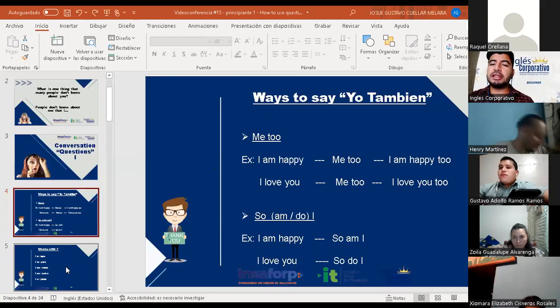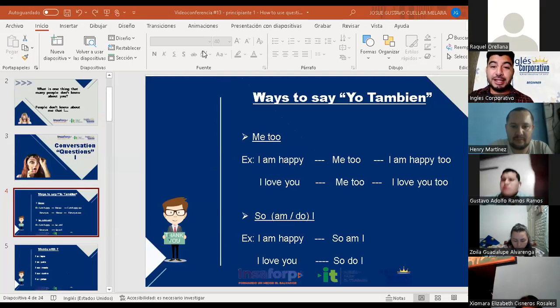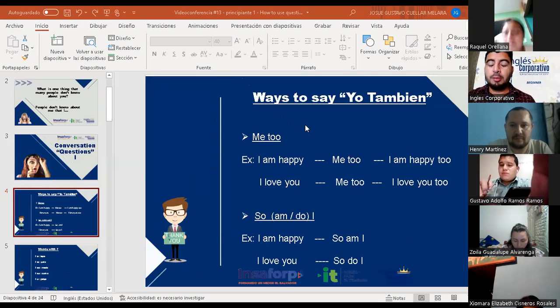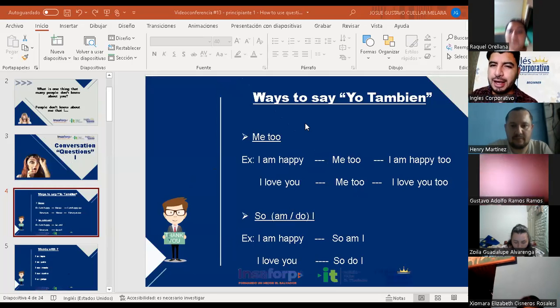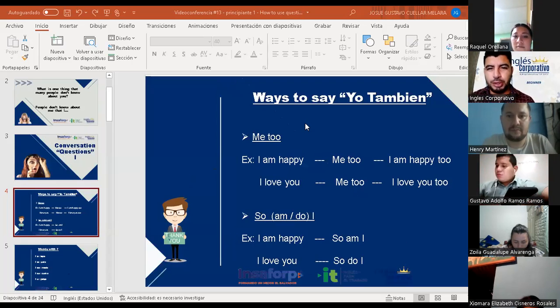Now, here we go with the next ways to say yo también. And this is really, really important. Formas para decir yo también. Okay. Podemos decirlo de dos maneras. One is kind of informal. Esta es un poquito informal. Also it is the most common, es como la más común cuando dicen me too.